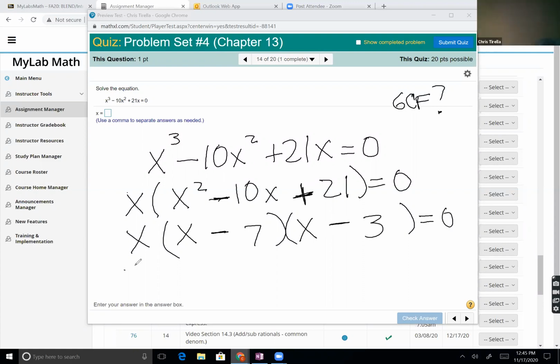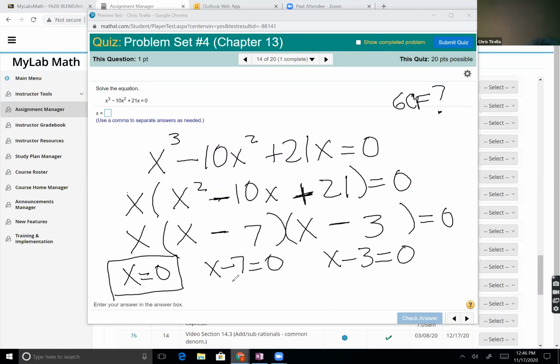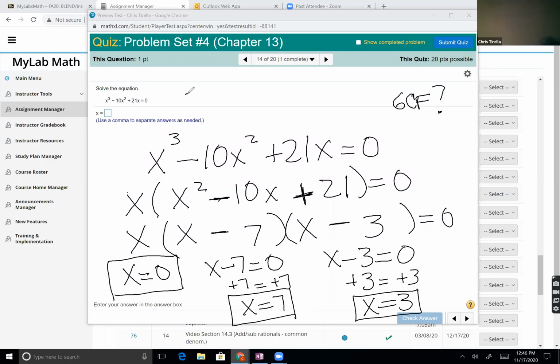So now setting each one equal to 0. I get x equals 0. Here, when I solve it, I get x equals 7. And the last one, when I solve it, I get x equals 3. So my answers would be 0, 7, 3. All right?